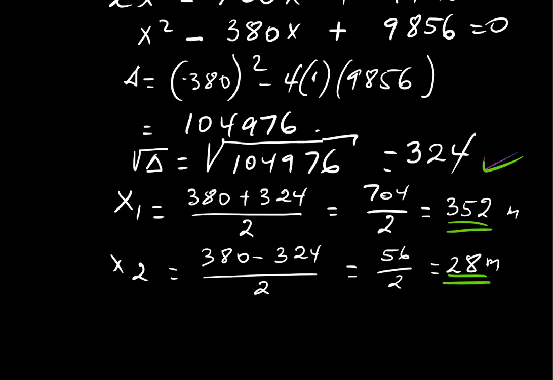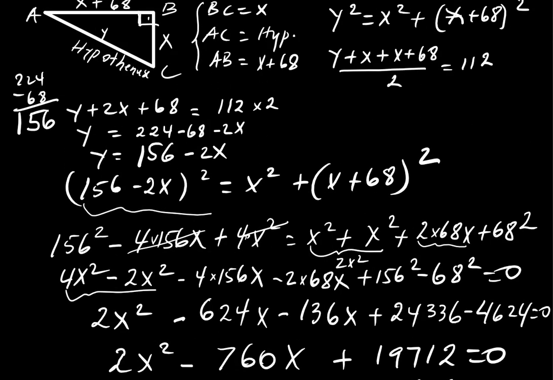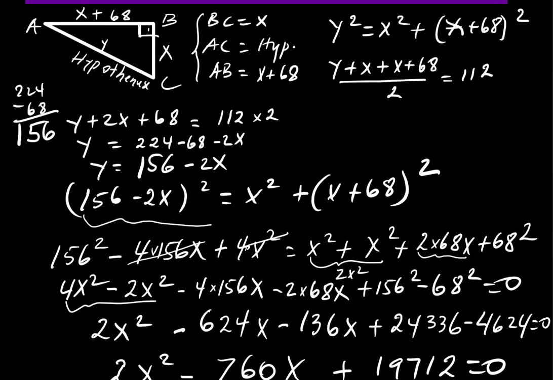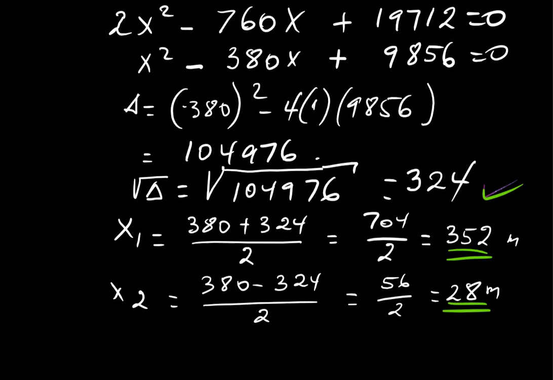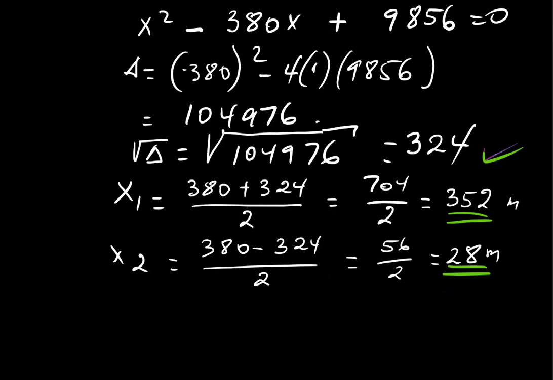Now let's argue on something. If we have a semi-perimeter of 112 or a perimeter of 224, and somebody pops up and says one of the legs is 352, the smaller length, that's something is not working. So this is not good. So we have to reject that one and take the 28.